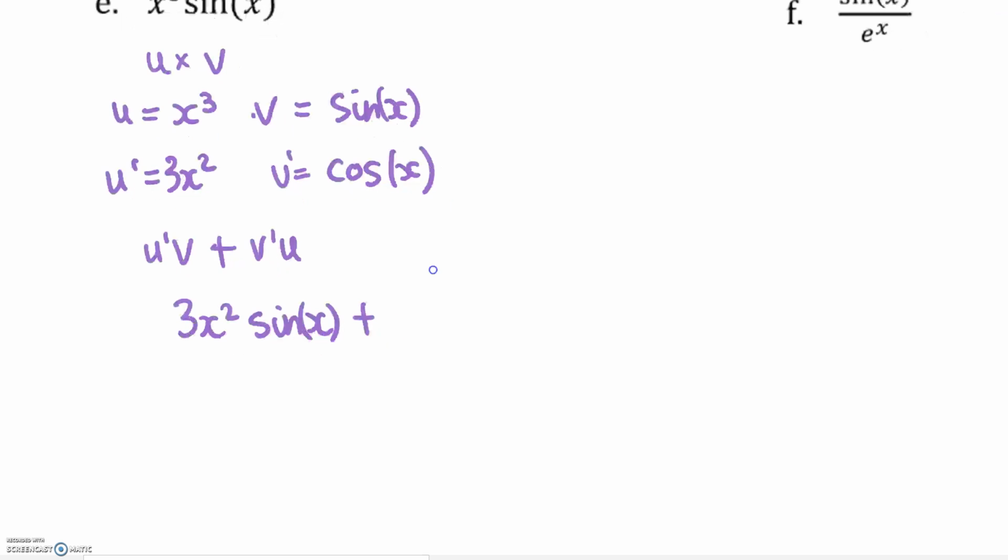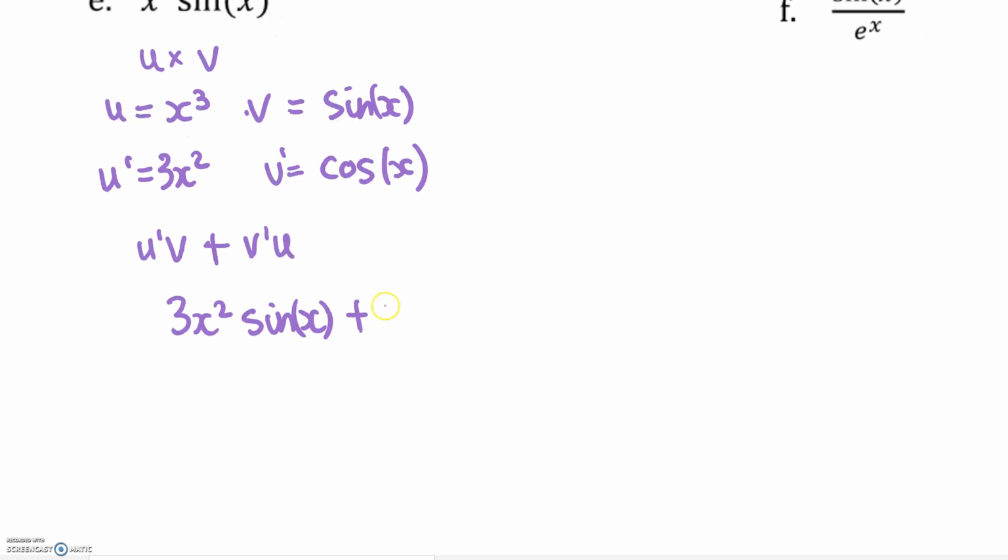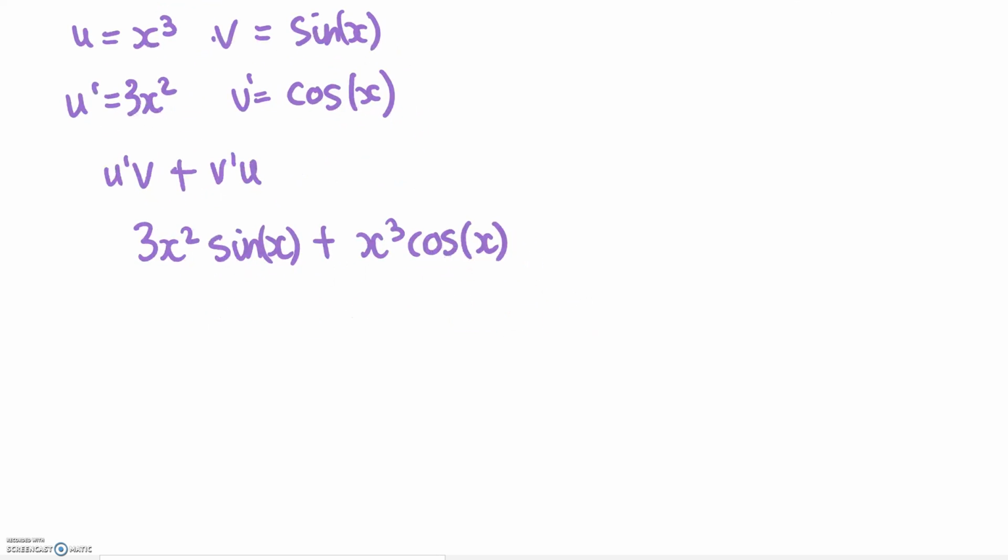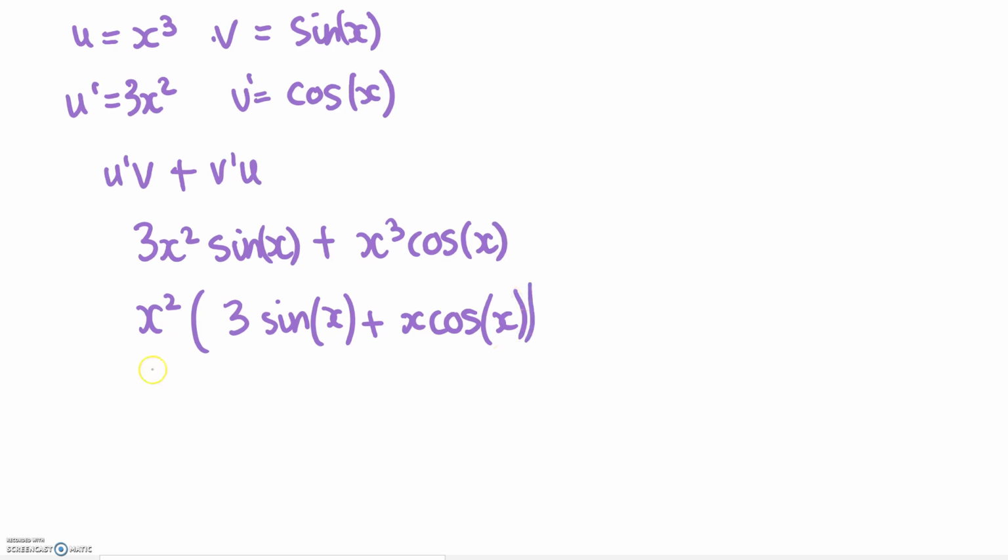Not sure what we're going to be able to do with this to cancel it. And then we're going to get v dash u added onto this, so 3x cubed cos x. Now, really for cancelling of this, we could leave it like that. One thing we might do is pull the x squared out the bracket and just leave 3 sine x plus x cos x. But there's nothing much else we can do at this point to simplify that, so we'll stick there.